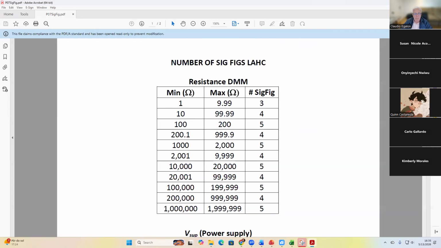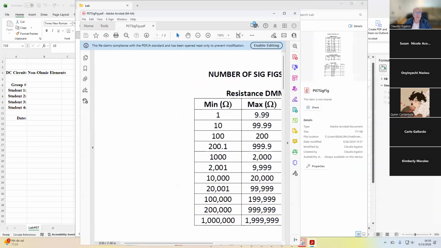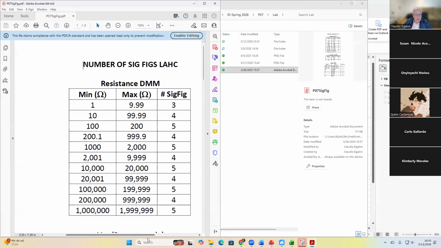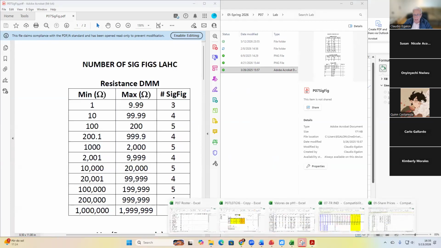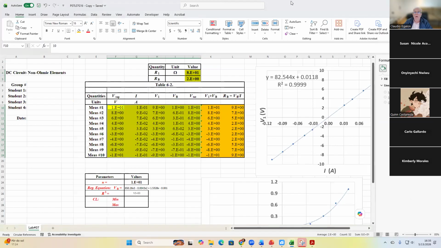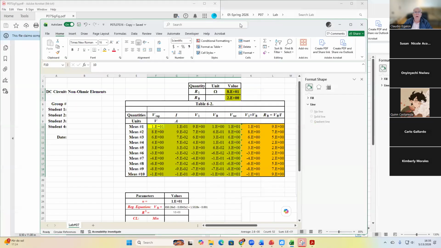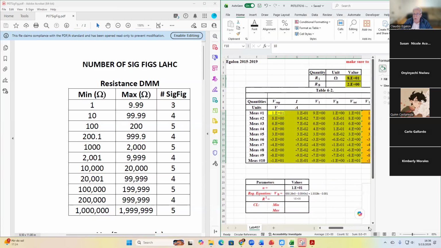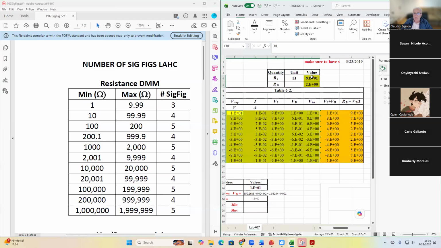Okay, so here you go. The first table of significant figures that we have is for the resistance, and it's also my first table in the spreadsheet, this one here. We start with the first table, the values of the resistance. The first resistance that you see here is 81.3, right?